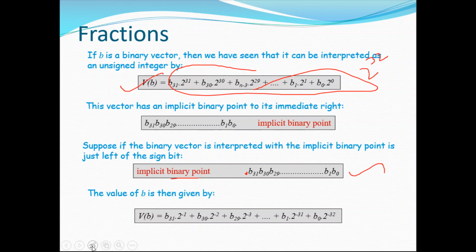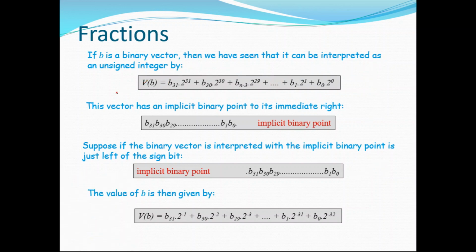Why do we call this fixed point? Because the point is fixed, the binary point is fixed. Here the binary point is fixed at the right end in case of whole numbers. Here this is a fractional number, but here also the binary point is fixed at the left end. The binary point never moves in this format. It is always at the left end here, and always at the right end here.